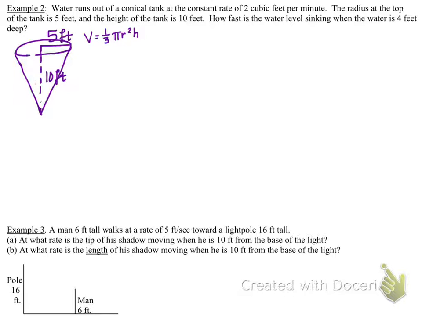Redraw. There we go. Okay, so dV/dt is -2 cubic feet per minute.